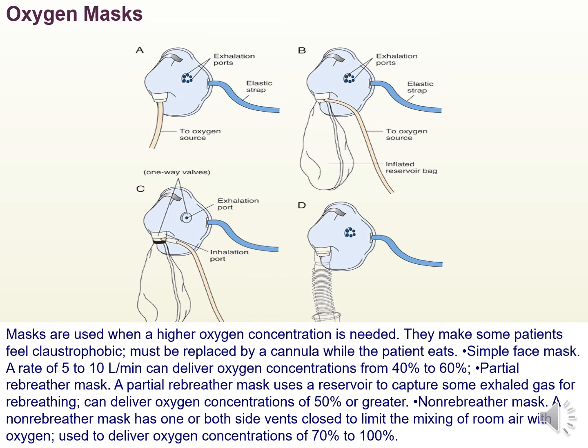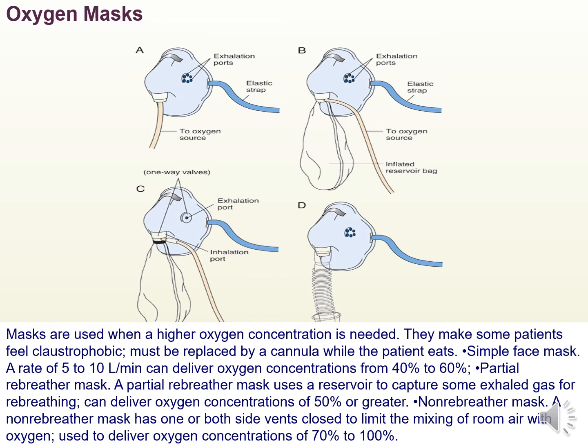Partial rebreather masks use a reservoir to capture some exhaled gas for rebreathing and can deliver oxygen concentrations of 50% or greater. Non-rebreather masks have one or both sides of the vents closed, which limits the amount of mixing of room air with oxygen. This is used to deliver oxygen concentrations of 70 to 100%.